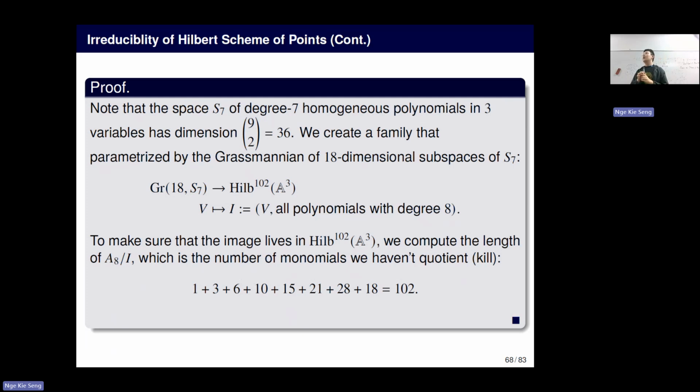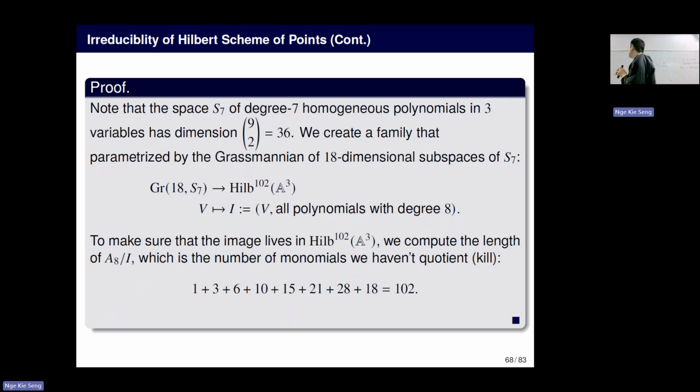So we need to check the polynomial ring quotient by the ideal. Here it will have length, will have dimension 102, right? And here the length of some closed subscheme is just the dimension of the quotient. We compute that if we quotient this ideal, we quotient every element with degree 8 or more, so we just compute the dimension below 8. And below that, we computed here the 136 things.